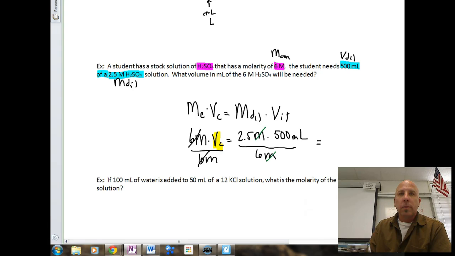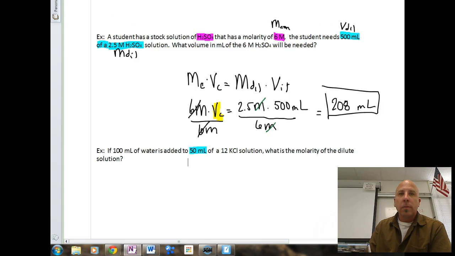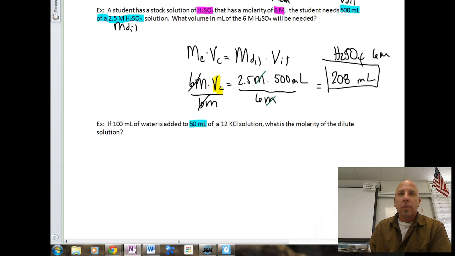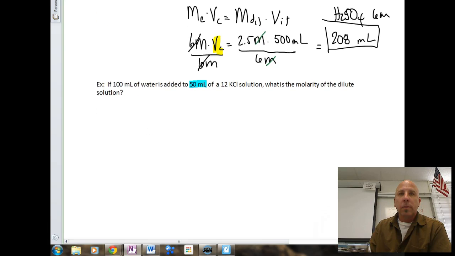Okay, so what I've done is run that through my calculator now, and that's going to give me 208 milliliters as my answer. Okay, and that 208 milliliters is going to be of our concentrated H2SO4, that's 6 molar. And so what we'll need to do is slowly add that to water to bring that up to 500 milliliters. Okay, let's take a look at our next problem here.